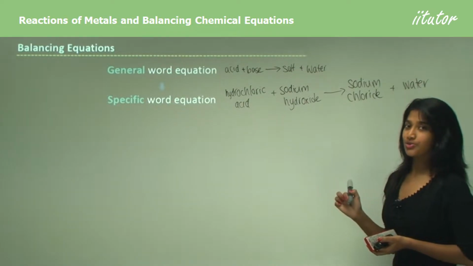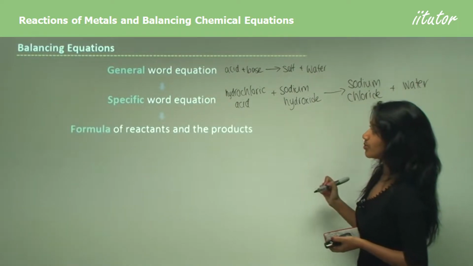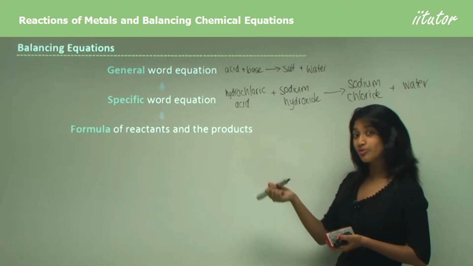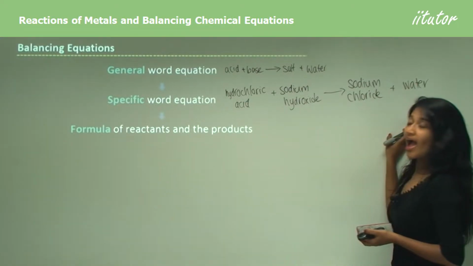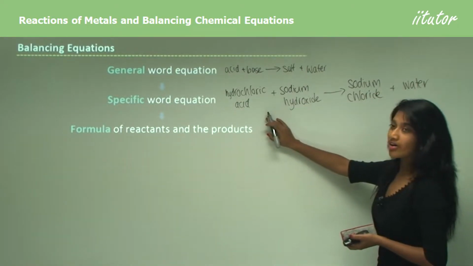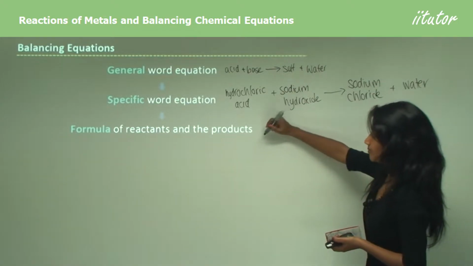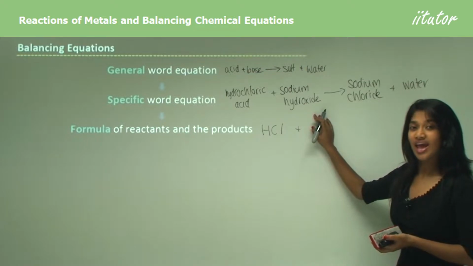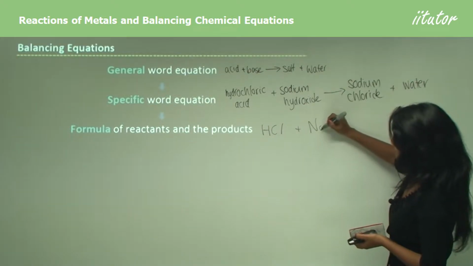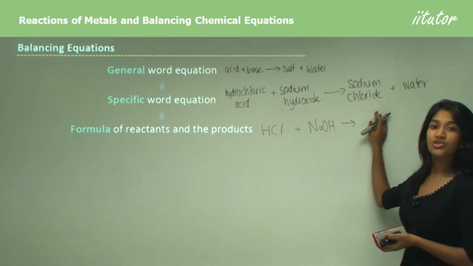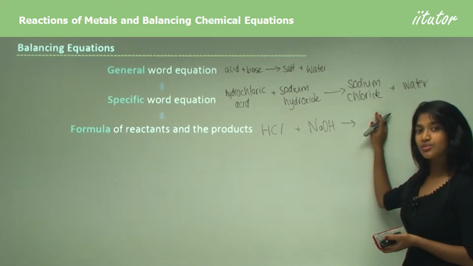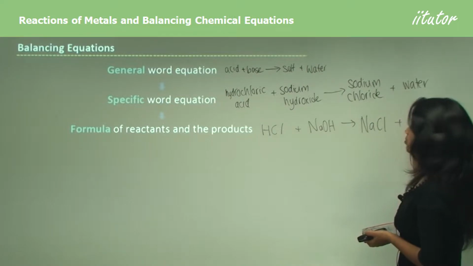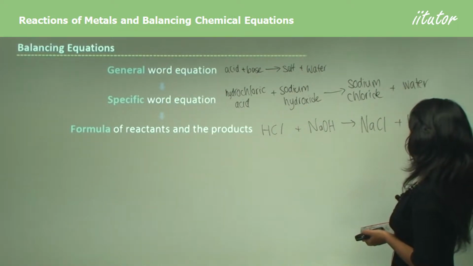Then what you would do is write your chemical word equation. In other words, you would figure out the formulas or the chemical formulas for each of these and write it out. So hydrochloric acid is HCl. And then our sodium hydroxide, as we all know, is NaOH. Then this would produce sodium chloride. Sodium chloride is NaCl. And water is H2O.